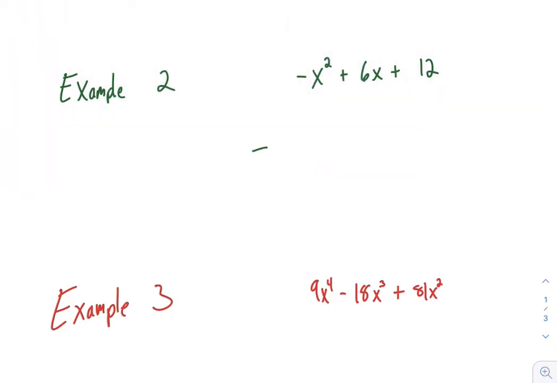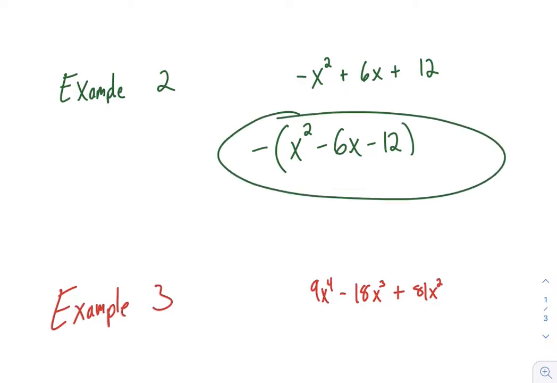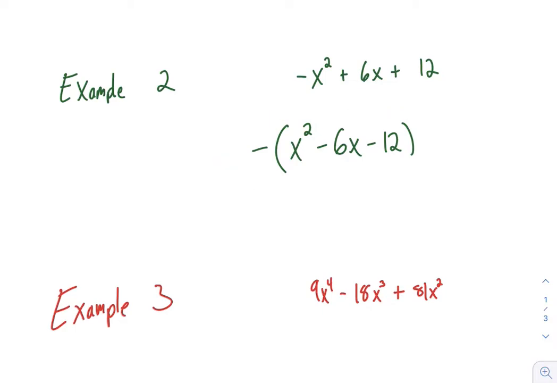So you want to take a -1 out front. Now, I don't have to write the 1, so I'll just write it as a negative sign. I'm basically going to divide all the terms by a negative sign or a -1, which changes their signs. So it becomes a positive x squared, a -6x, and a -12. Now we have something that would be factorable inside the parentheses, maybe, but we don't want that negative out front.